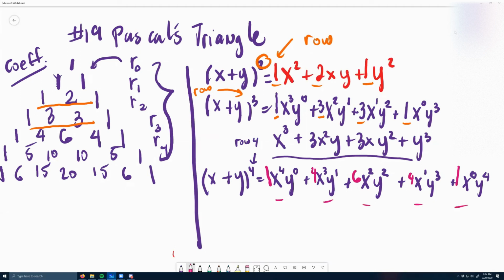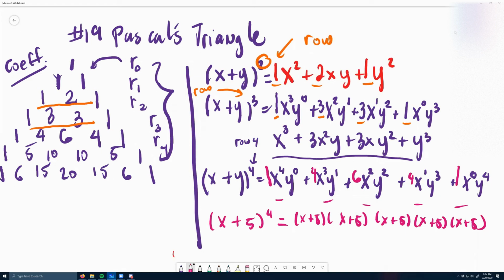On a test, this is what I would normally say. You would be given something like this and you'd be asked to multiply that out. Some people who don't pay attention will probably attempt to multiply this out, and you could. I wouldn't stop you. But for those of you who have been paying attention, this would take too much time, and the way we're showing you today would take a lot less time. So let's actually do this: x plus 5 to the 4th power.